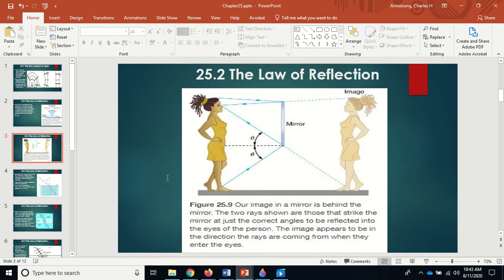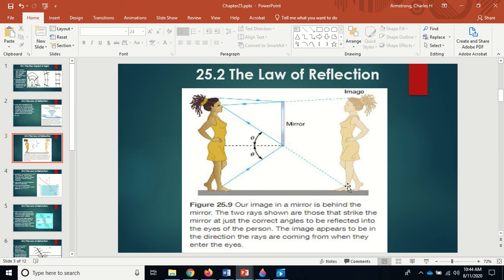Okay, and then you can see some examples. This is an example your book has. Our image in the mirror is behind the mirror. If you didn't know you were looking at a mirror, you might think you're looking through a window at a person on the other side, the same distance behind the window as you are in front of it. Light comes from the foot, goes up, strikes the mirror, bounces off, makes those two angles equal, and goes up to your eye, but you might think the light came from over here. So this is actually a virtual image. Light never actually passed there.